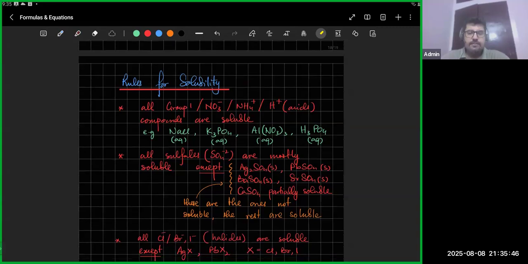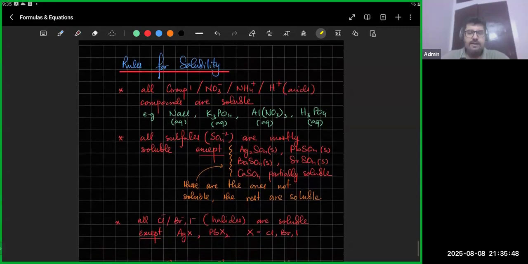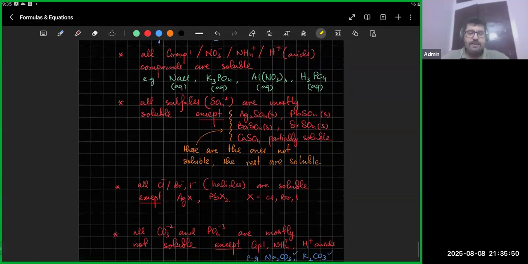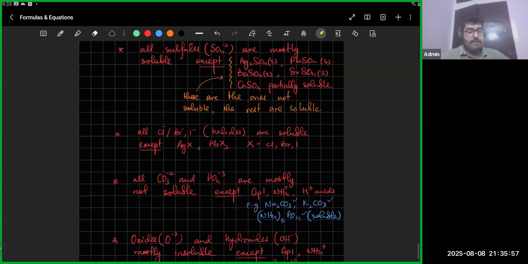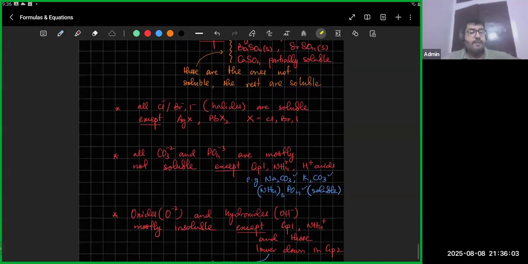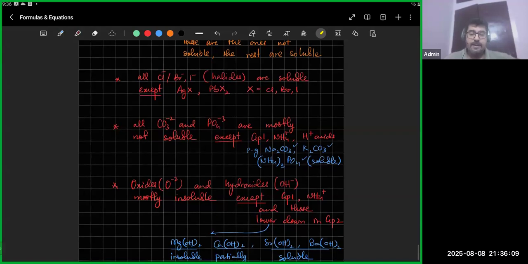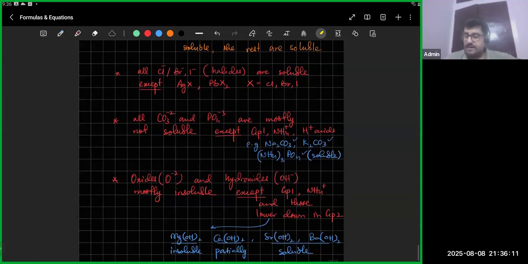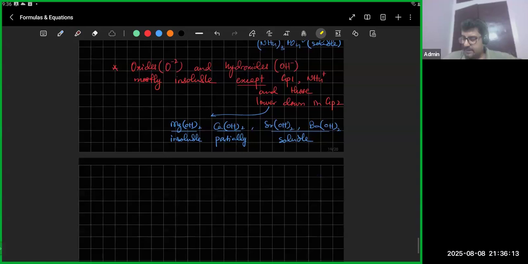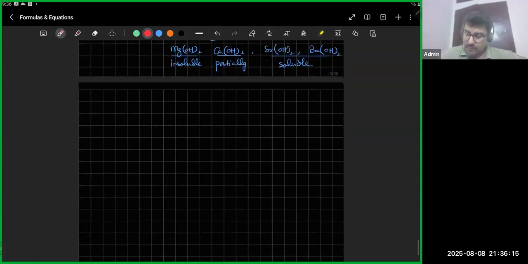So all group 1 nitrates, all sulfates are soluble except there are some exceptions that are not soluble. All chlorides, bromides, iodides are soluble except there are some exceptions. All carbonates and phosphates are mostly not soluble. Again, exceptions. Group 1 are soluble, NH4 plus 1 are soluble. And oxides and hydroxides.